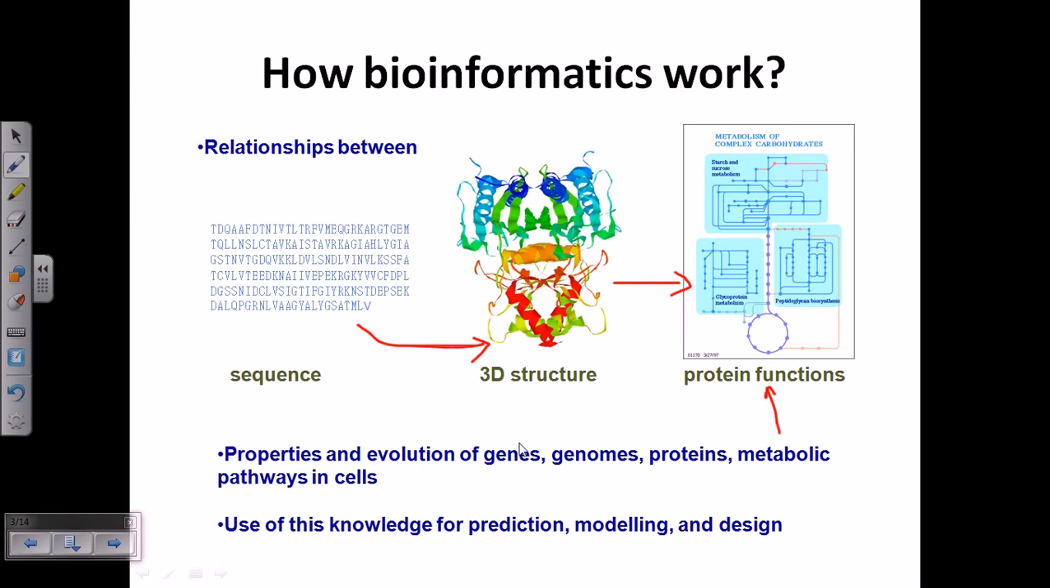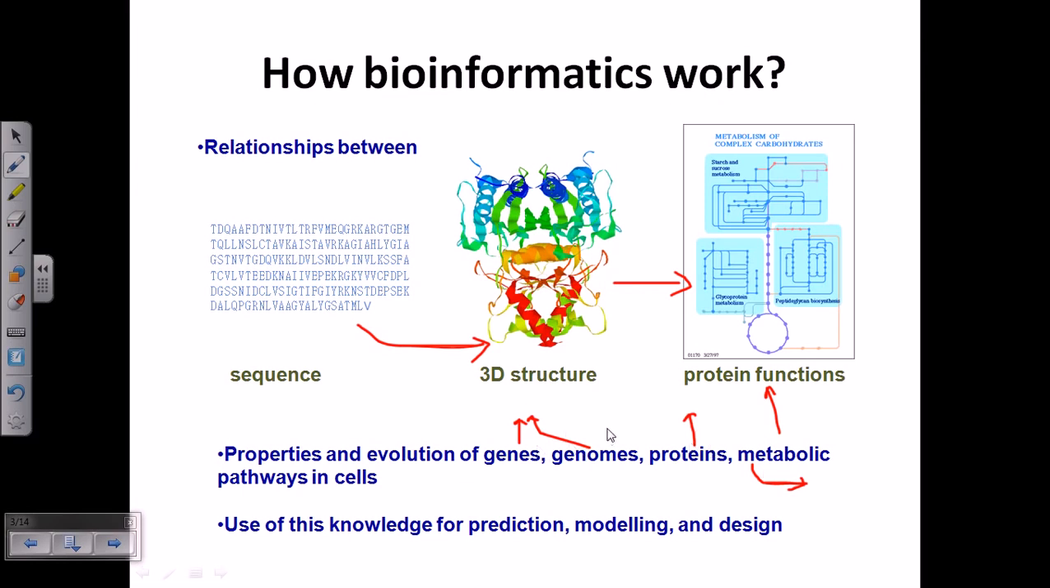Now if we are dealing with genes or genomes, it is called genomics. If we are dealing with proteins, it will be called proteomics. And if we are dealing with the metabolic pathways inside the cell, the protein interactions and the metabolite interactions, we call it metabolomics. So there are several different parts of bioinformatics study: genomics, proteomics, metabolomics, and all these things.